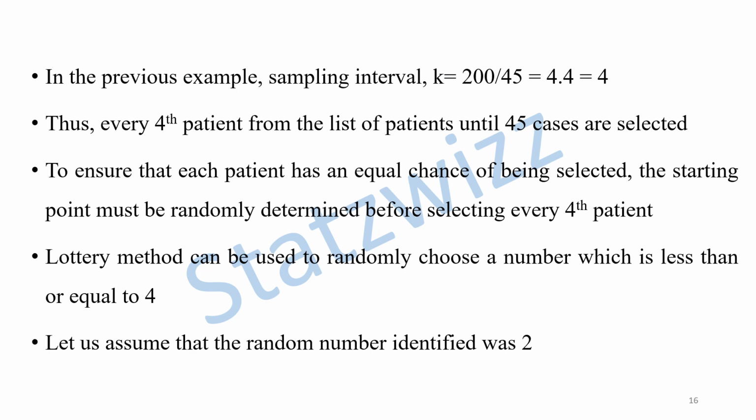We will take the previous scenario, the case of periodontal disease and rheumatoid arthritis patients. We mentioned that we have a list of 200 people, so our sampling frame, the capital N, becomes 200, and 45 is the sample size that we wanted to achieve. If we divide 200 by 45, I reach a number of 4.4, which can be rounded to 4. Thus every fourth patient out of the 200 will be selected to achieve the desired sample of 45.